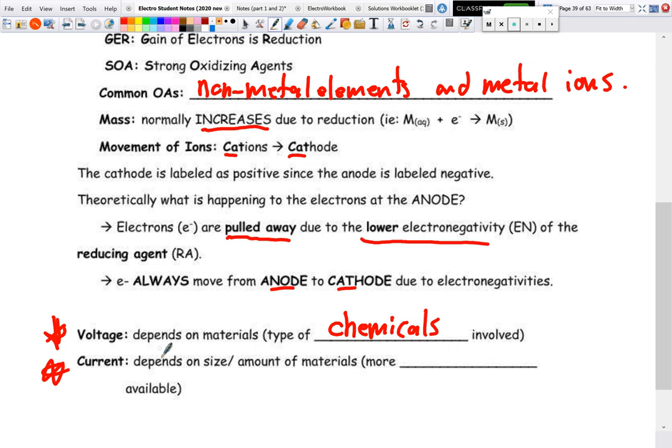Basically, it only depends on what is used, right? If you have tin and iron, that's going to create a certain voltage, and it's always going to create a certain voltage. Whereas the current depends on the size or the amount of material, because there are just more electrons available. The more you have, the more electrons, so you're going to get a higher current. So this is going to become apparent when we do our cell stoichiometry, because we are going to see the current is affected by how much is there.